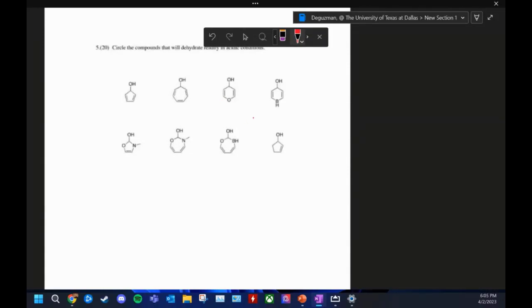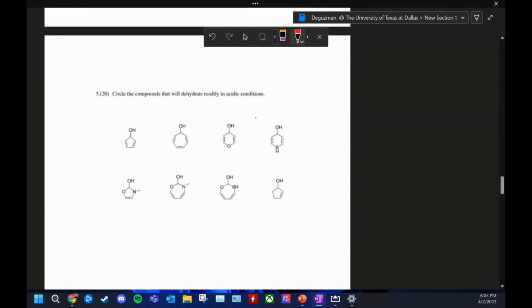And we'll also do another sort of aromatic question. So let's take a look at this. We have some compounds that will dehydrate readily in acidic conditions. So basically, if we were to protonate one of these oxygens, or the alcohol, we're going to see the formation of water, which will leave. So when water leaves, does it leave a carbocation or a carbanion? Positive or negative charge?